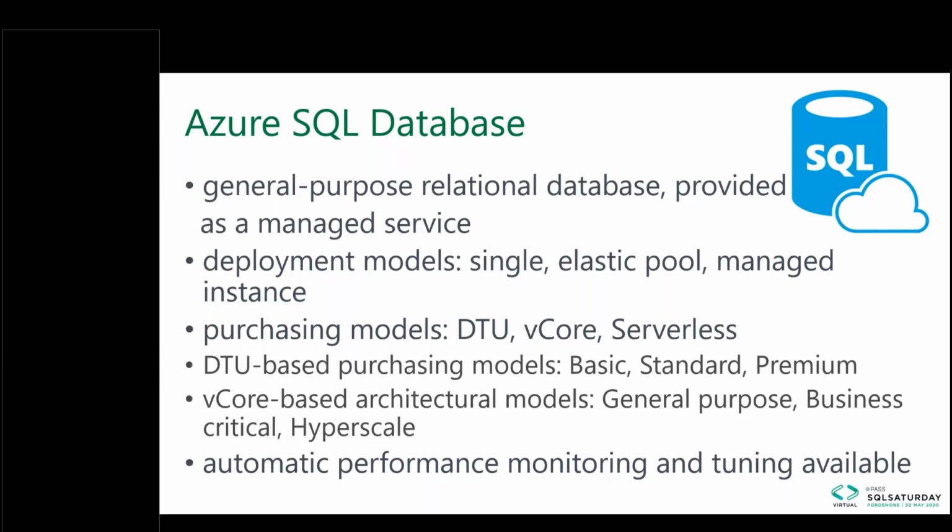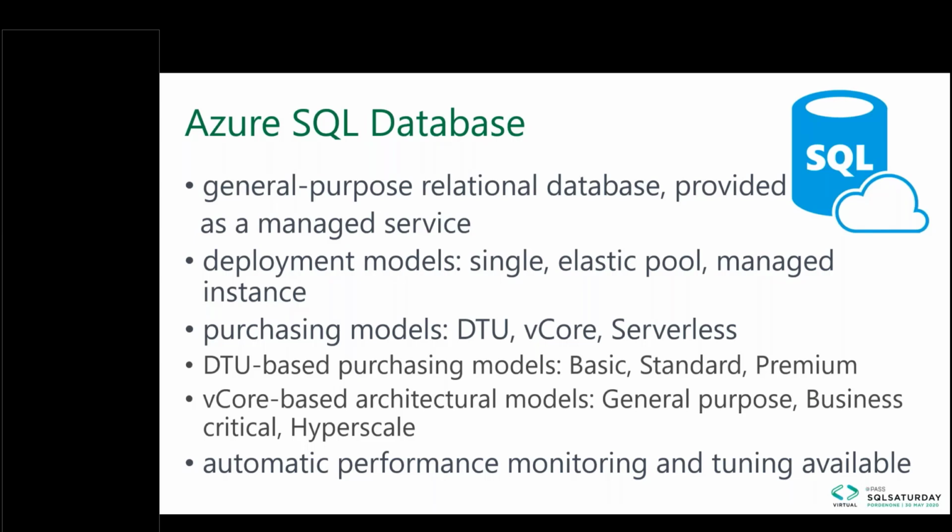And there's also serverless, where you can scale storage and compute independently, and you can even pause compute if it's needed. Purchasing tiers for DTU are basic, standard, and premium. Basically, they are about scaling the computation and also the storage. For example, for premium, you always get SSD disks.